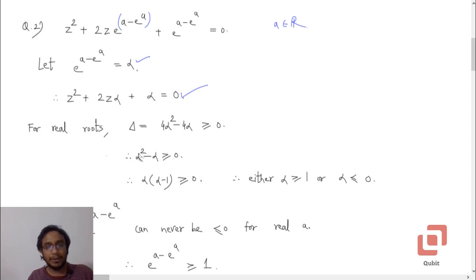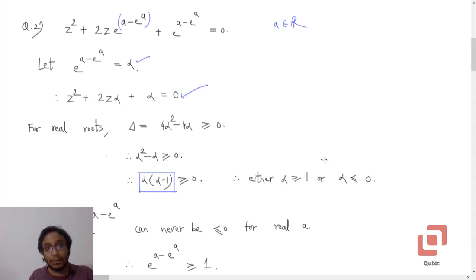You can drop 4. That will give you a quadratic inequality, alpha squared minus alpha greater than or equal to 0, or if you take alpha common, it will be alpha into alpha minus 1 greater than or equal to 0. This means either alpha has to be greater than or equal to 1, in which both are positive, or alpha has to be negative, which means both alpha and alpha minus 1 will be negative, and hence their product will be positive. So alpha can be greater than or equal to 1 or less than or equal to 0 for the discriminant to be non-negative.